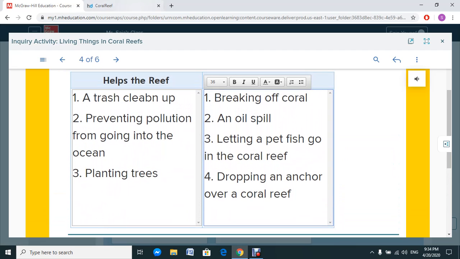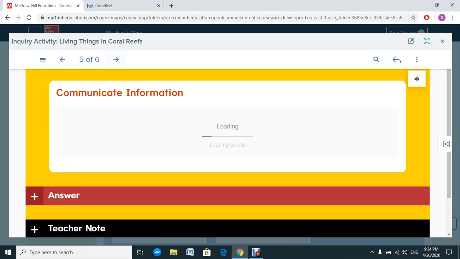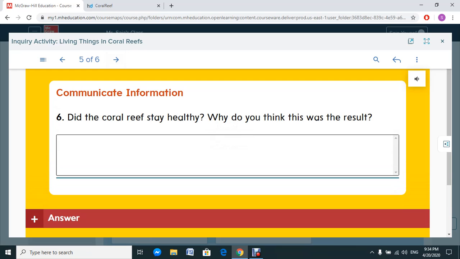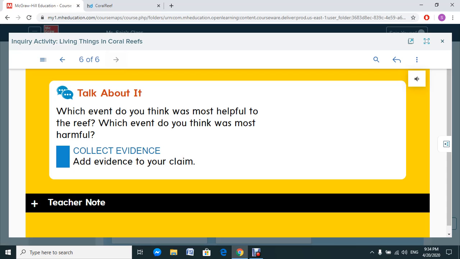Now let's see question 6. Okay. Did the coral reef stay healthy? Why do you think this was the result? So this is your homework. Talk about it when we finish. Did it stay healthy? Could we help it to stay healthy? And why it stayed healthy, okay? So this is your homework and talk about it.